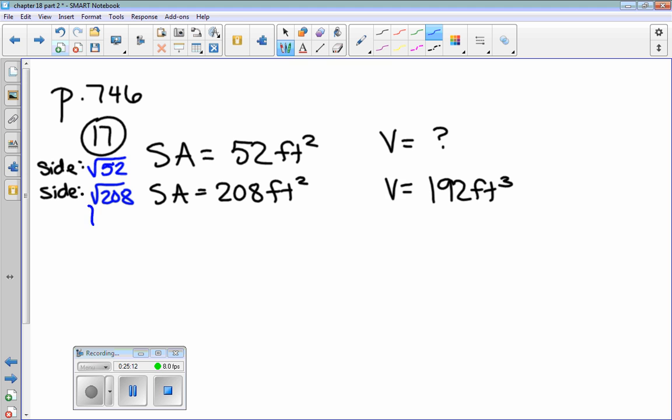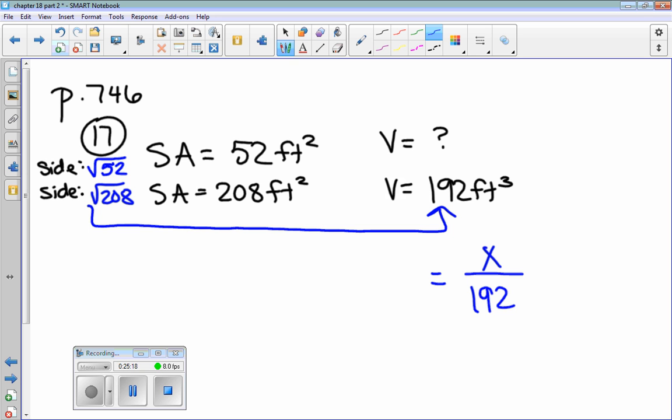Now, I want to use the volume, right? So I know it's going to be x over 192 equals something. What numbers go on the left side? Square root of 52 cubed, and then square root of 208 cubed. And then you have to multiply it. Cross multiply and solve.